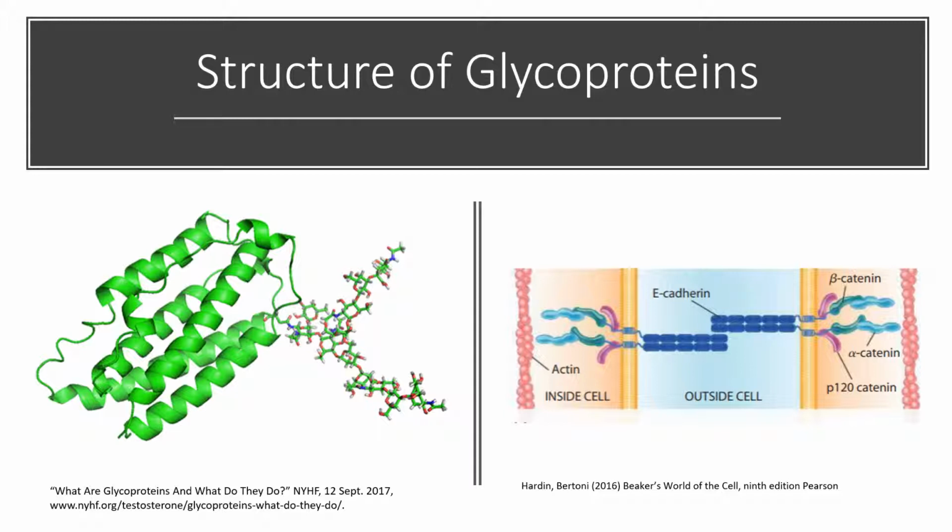And then the picture on the right is going to be a picture of a type of glycoprotein attached to a cell. And in this photo, you can see how the parts of the proteins come together to form the adhesion.